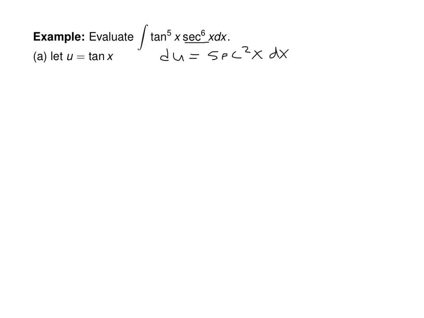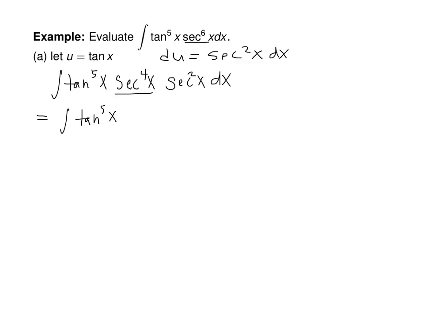So what we do is we take off two of those secants and save them. So that gives us the integral of tan to the 5th x secant to the 4th x secant squared x dx, or tan to the 5th x. Notice that secant to the 4th x is secant squared x squared, so that is tangent squared x plus 1 squared times secant squared x dx.